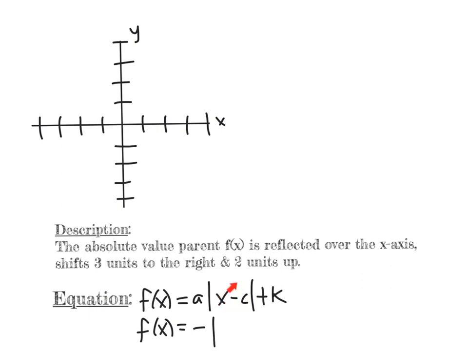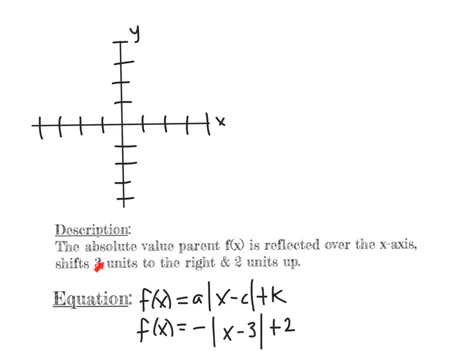The minus c moves it to the left and to the right. Since this moves 3 units to the right, it's got to be the opposite, right? So it's going to be x minus 3. And then since this talks about moving 2 units up, we're going to do plus 2. And this is our function. f(x) equals negative 1 times the absolute value of x minus 3, plus 2. So let's graph it. Let's see what this looks like.